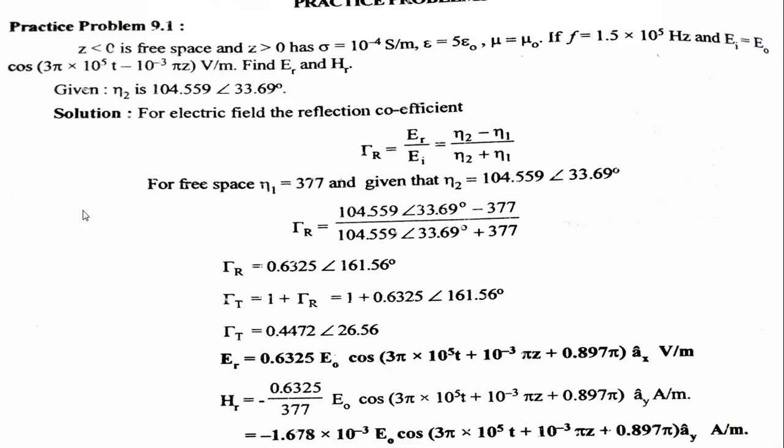So what is eta 1? For free space, eta 1, already we have simplified many numericals on that, is the intrinsic impedance constant value 377. That is 120 pi, which you can also take as 377. So this is eta 1. Similarly, eta 2 is given as 104.559 angle of 33.69.